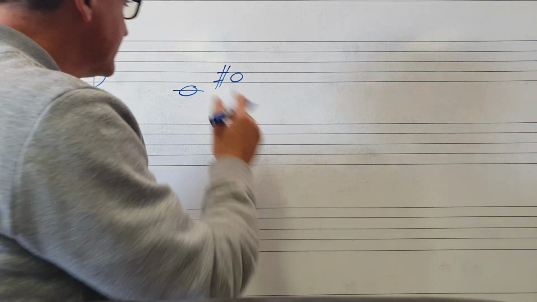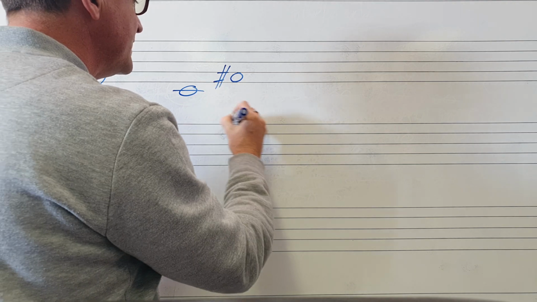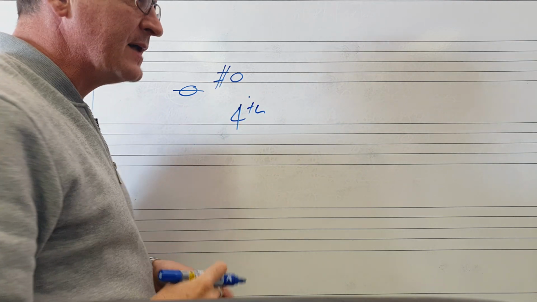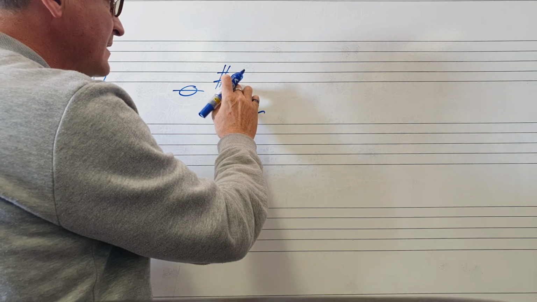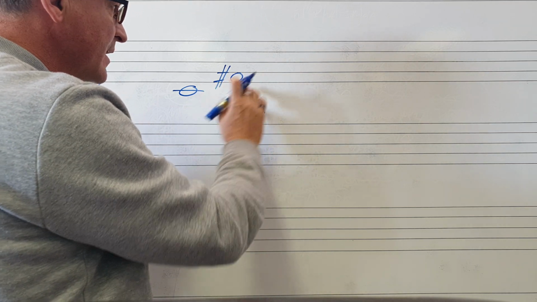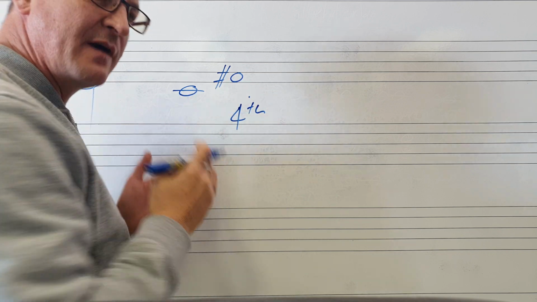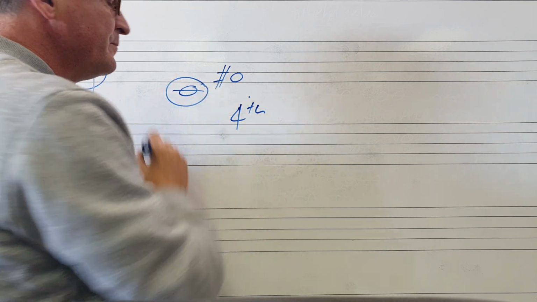First step, count: 1, 2, 3, 4. We know it's a fourth. Right. Second step, what is the key? To find this interval relation and what has happened in the second note, we have to find the key. And that's always your first note.